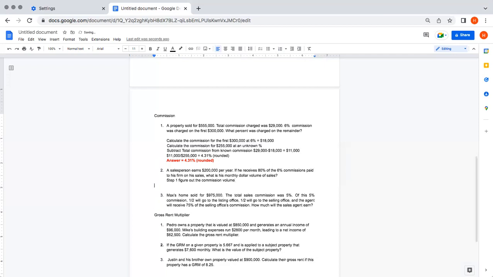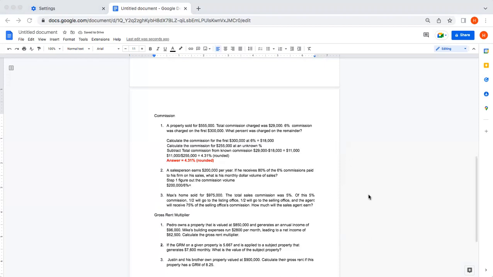The equation to figure out the commission volume is simple. We're going to take this $200,000 and divide it by 6%. So that equation is 200,000 divided by 6%, and that's going to equal the number. So let's do that math.